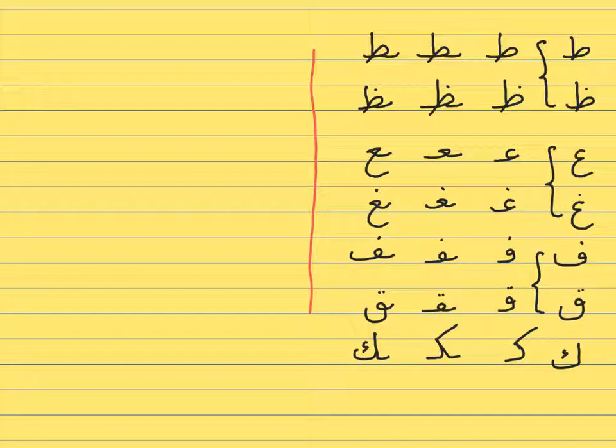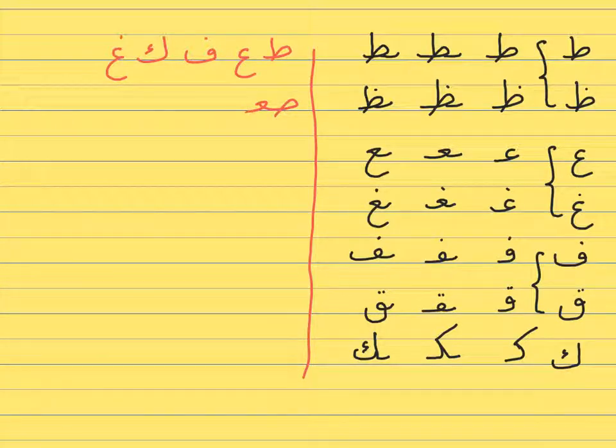Let's say you want to join these letters: ta, ain, fa, kaf, and ghain. This is your ta, and ta can be connected to the next letter, so we join to the next letter, which is ain. And if you look at the rule of ain, it can be joined to the previous letter as well as the next letter.